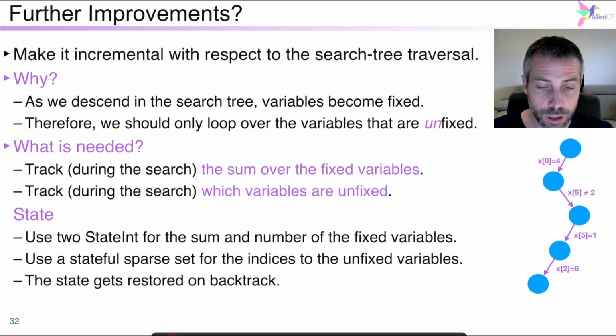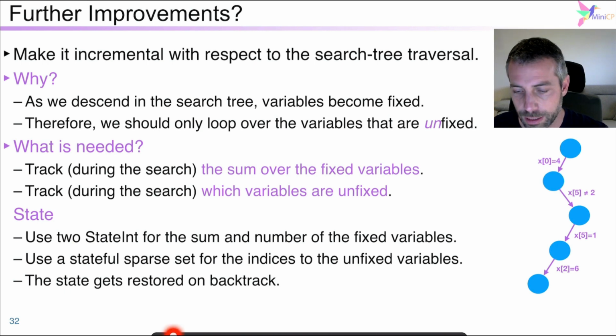We can improve again further this algorithm by making it incremental with respect to the search tree traversal. Because the idea is that when we go down in the search tree, which is represented there, sometimes the decision that we take or the fixed point computation will lead to fixing some variables appearing in my sum to some values. Some variables will become fixed. And the goal there will be to keep track of the sum of the fixed variables, and I also need to keep track of which variables are not yet fixed, because those are the ones that have chances to be filtered.